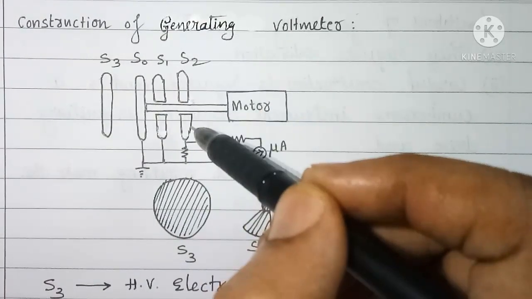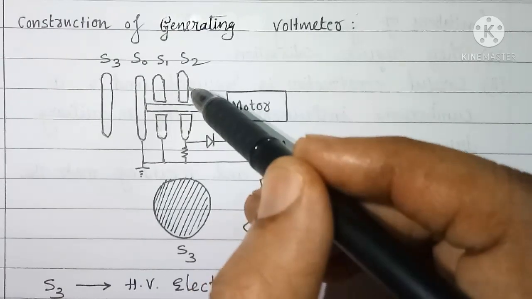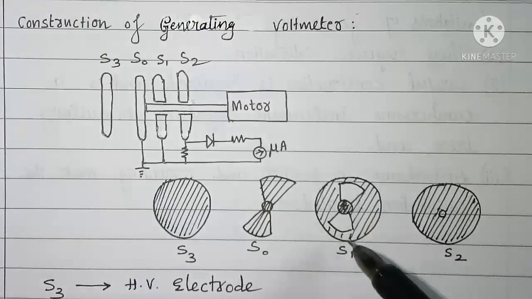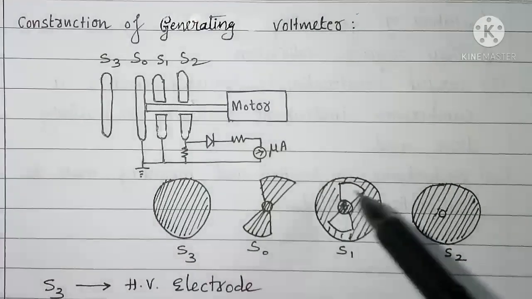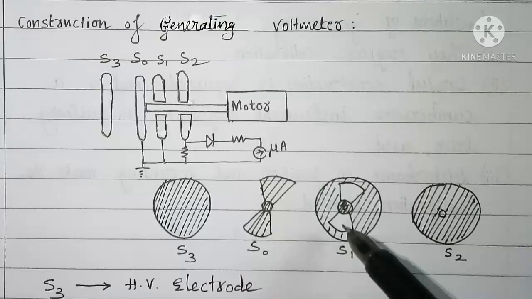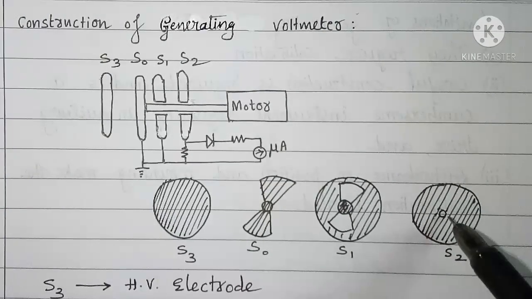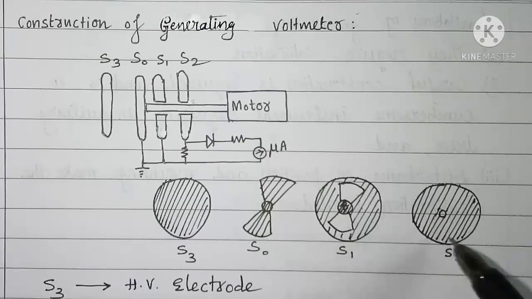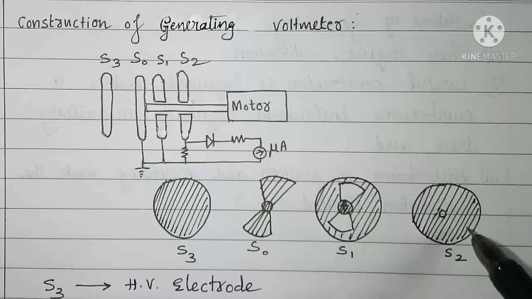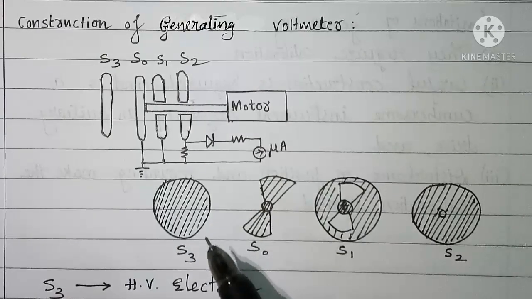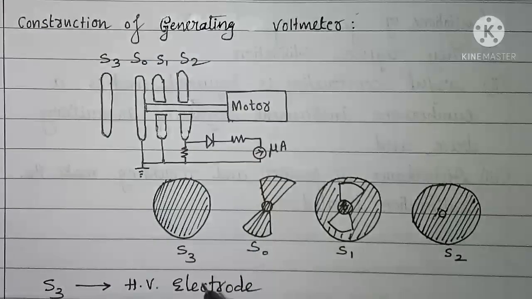S1 and S2 both are stationary electrodes. S1 shape you can see here. It is a circular disc with a slot having the shape of sectors. And S2 is a solid circular disc. Now we will see how this generating voltmeter works.